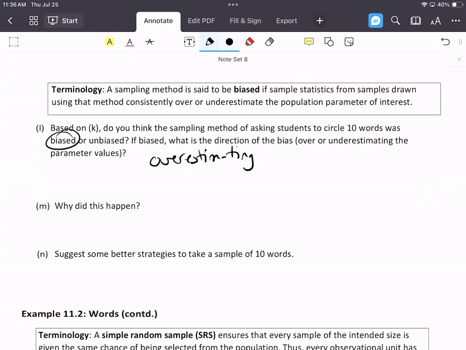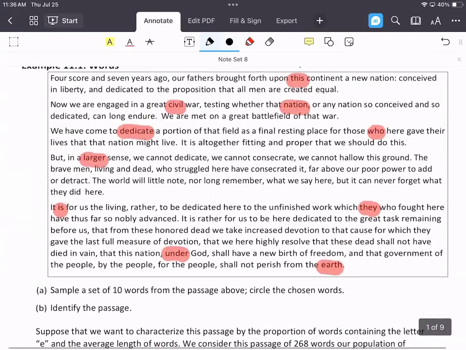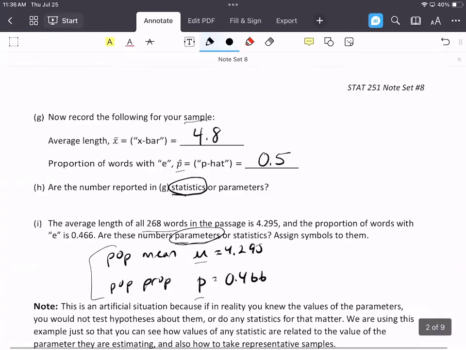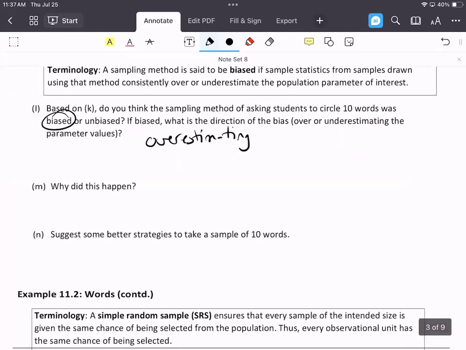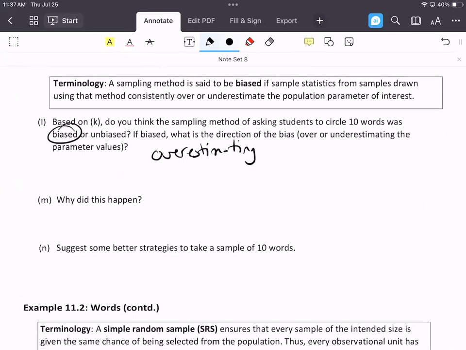Why did this happen? In class, usually I'd ask you, why do you think this happened? If I'm looking just at the words, what pops out at you more? The very small words like a or so, or the larger words? Well, unless you're specifically thinking to do it, most students say that it's the longer words that pop out. Longer words are more visible.